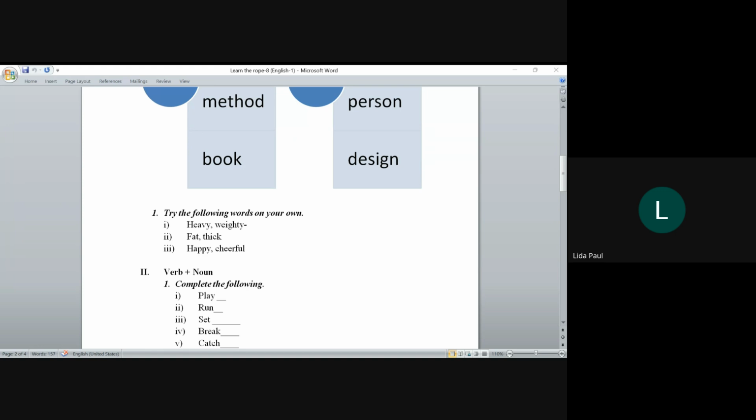Now let me ask you a question. Between heavy and weighty, which one had more possible combinations? Did heavy have more combinations or weighty have more combinations? Heavy, right? So heavy looked like a more commonplace adjective. It had a lot of possible combinations. So this is a weak collocation.